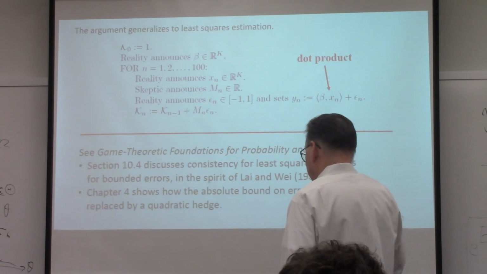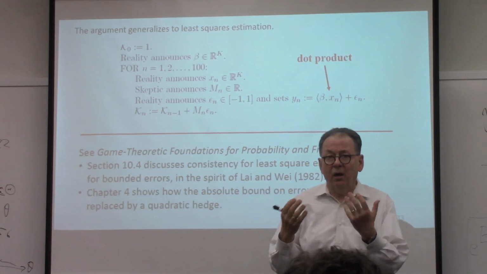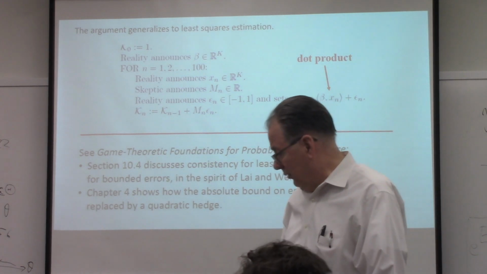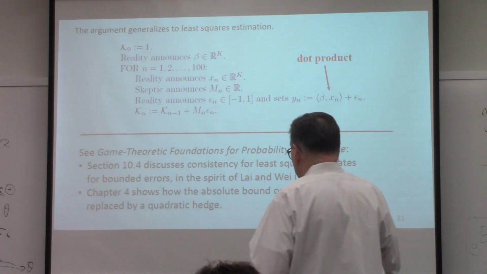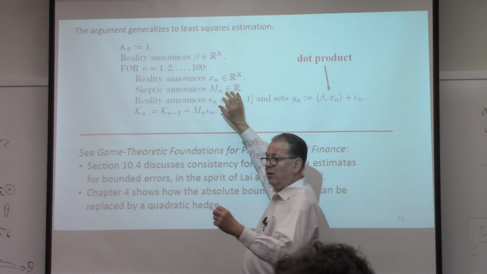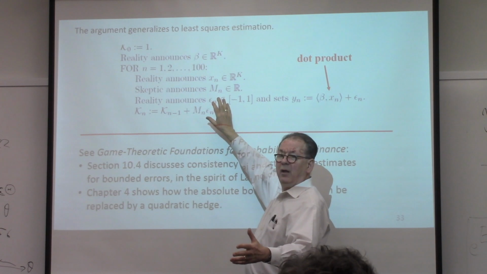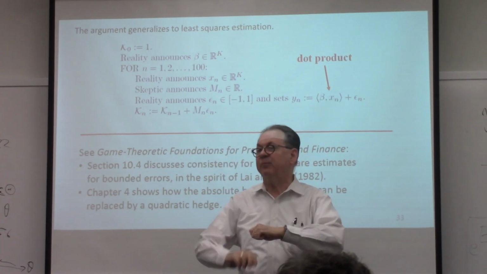So this game-theoretic story accounts for least squares on the basis that the protocol is the model. The protocol is this model along with the presumption that skeptic will not multiply his capital by a large factor with any simple strategy.